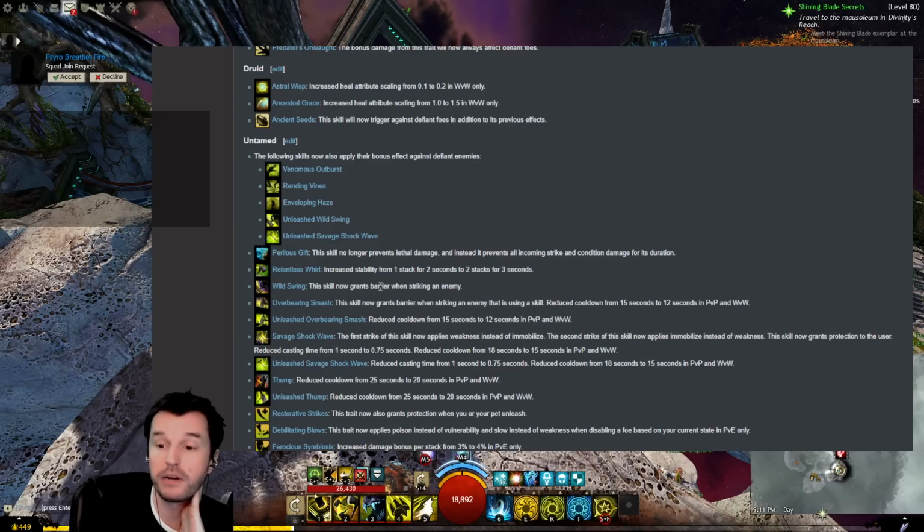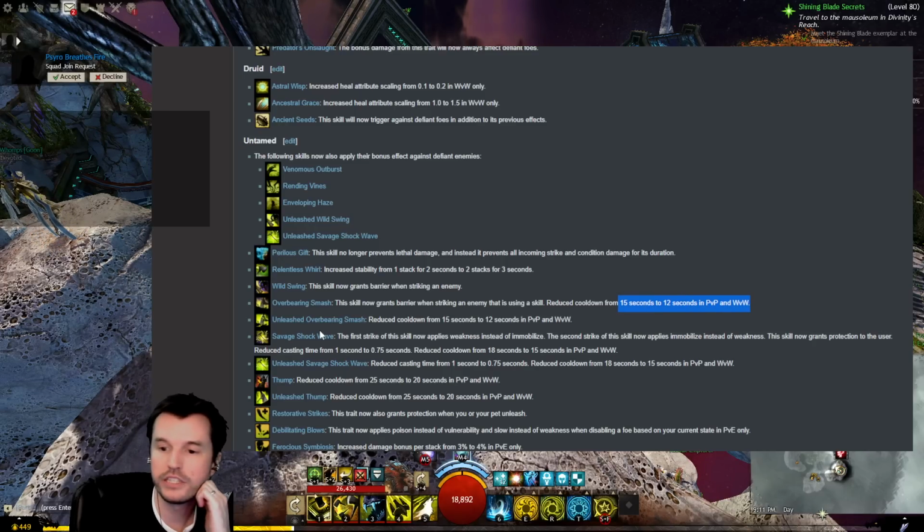Relentless Whirl increased the stability from 1 stack to 2 stacks for 3 seconds. Wild Swing now grants barrier when you hit an enemy. Overbearing Smash now grants barrier when striking an enemy if they were using a skill. Reduced cooldown from 15 seconds to 12 seconds in competitive modes. Unleashed Overbearing Smash, reduced cooldown from 15 to 12 in competitive.